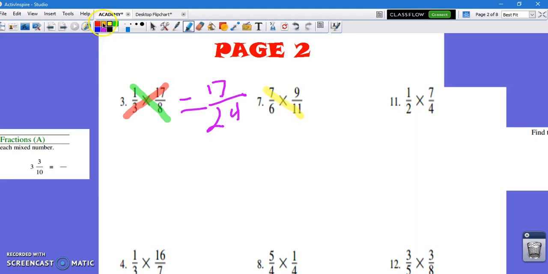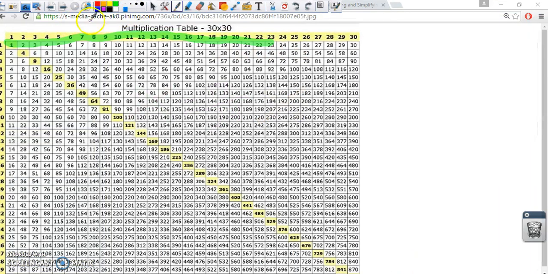I'm going to look diagonally to reduce, not to multiply. So I'm going to look at the yellow line, 7 and 11. I know that 7 and 11 will not reduce. 6 and 9. 6 and 9 will reduce. Let me show you. So remember, going to find a column or row that has a 6 and a 9 in. Here's a 6, but no 9. Here's a 6 and a 9. So it will reduce to 2/3.